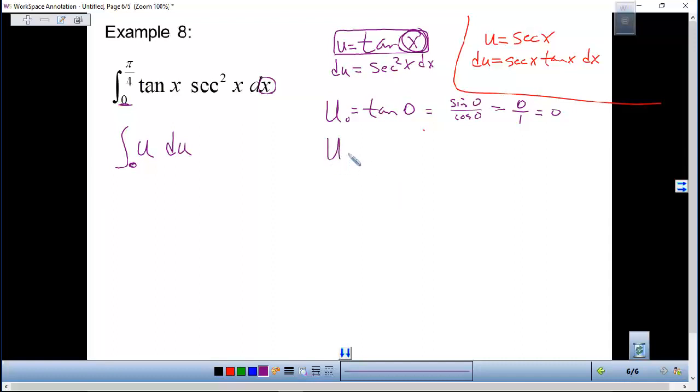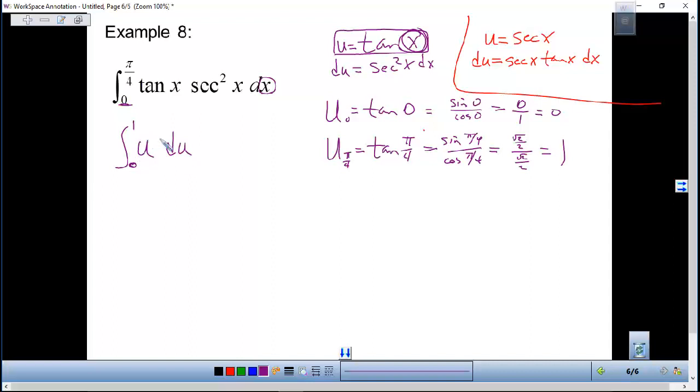All right, and if we do u at pi over 4, that's going to be the tangent of pi over 4, which is the sine of pi over 4 over the cosine of pi over 4. And what do we know about sine of pi over 4 and cosine of pi over 4? Well, they're the same thing. Remember, sine and cosine have the same value at pi over 4, so we end up with the square root of 2 over 2 divided by the square root of 2 over 2. Well, anything divided by itself is just 1. So we're integrating from 0 to 1 u du.